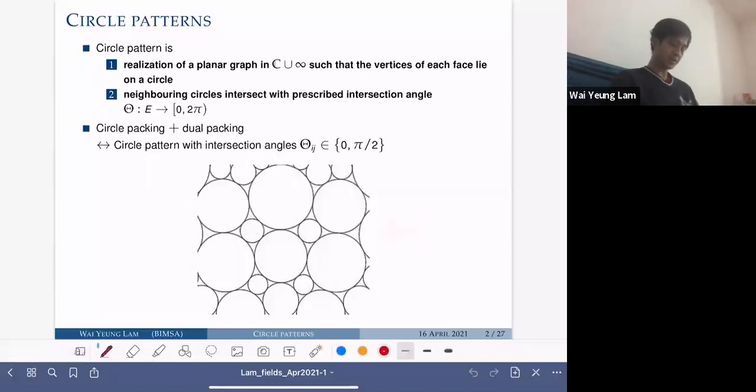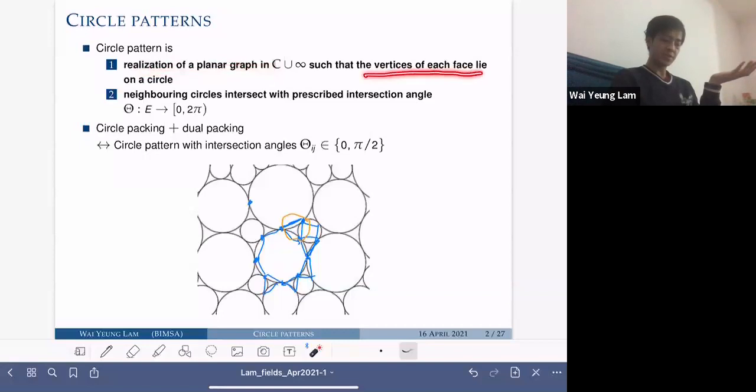If I have a circle packing like this, what I'm going to do is put vertices at all the tangency points. And then I connect the neighboring vertices by an edge, and now this gives me a face. This gives me one face, and if I do it for the other circles, I have this face, here I also have one face, and I also have one face. So automatically for this face you have a circle already, and for this face you also have a circle going this way. Altogether, if you are given a circle packing, by taking the tangency points you get a realization of a planar graph such that the vertices of each face lie on a circle.